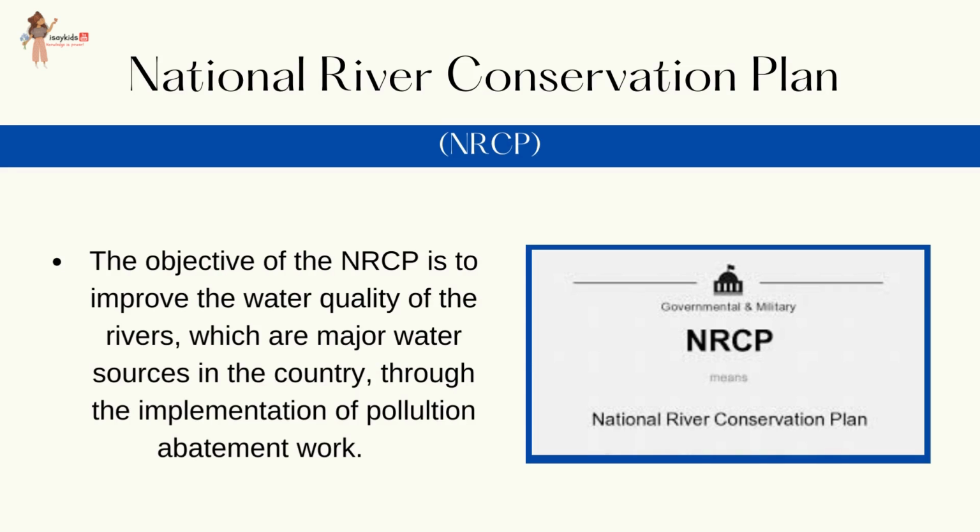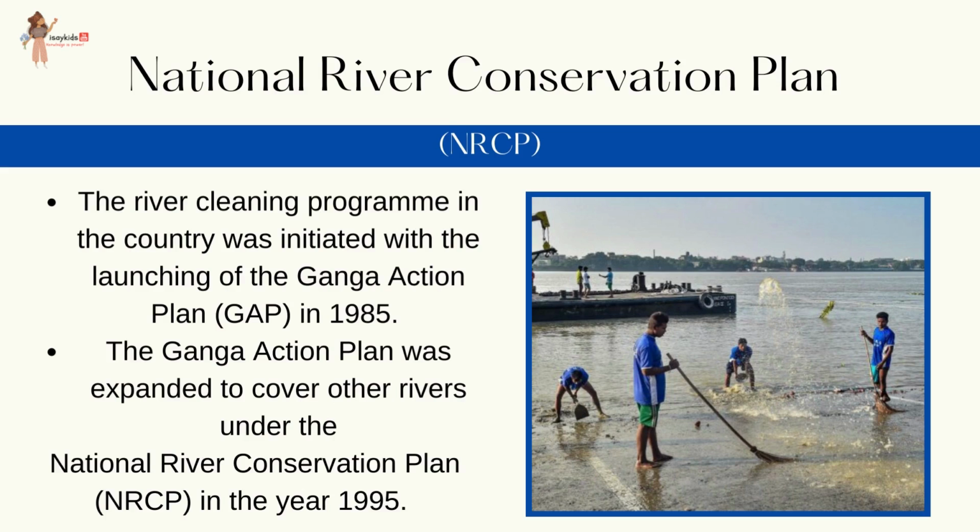National River Conservation Plan. The objective is to improve the water quality of the rivers, which are major water sources in the country, through the implementation of pollution abatement work. The river cleaning program in the country was initiated with the launching of the Ganga Action Plan in 1985. The Ganga Action Plan, or GAP, was expanded to cover other rivers under the National River Conservation Plan in the year 1995.